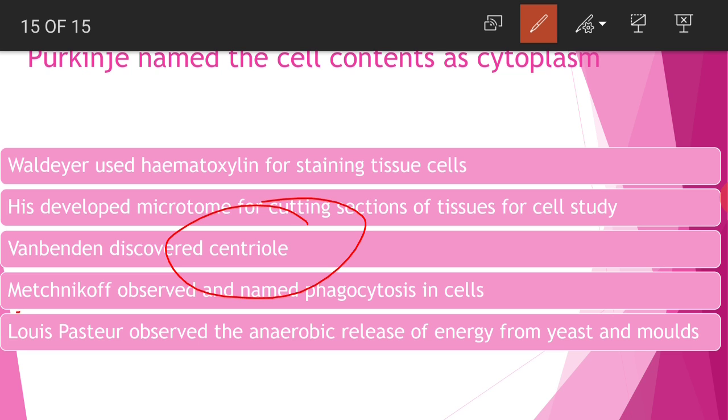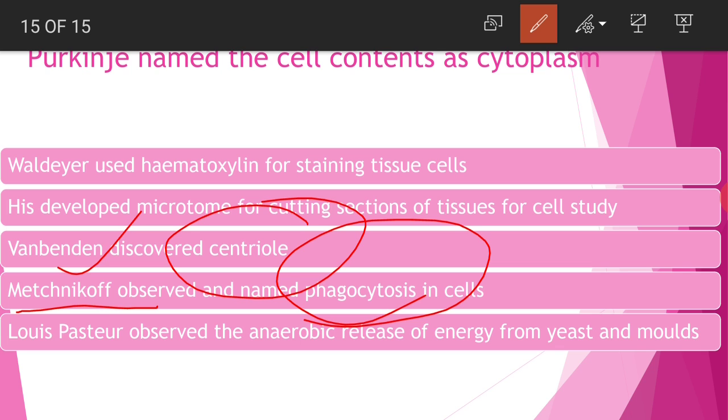And here you can see one more scientist name. Metchnikoff observed and named phagocytosis in the cells. Phagocytosis is nothing but cell eating. Devouring of solid particles is called phagocytosis. And this term phagocytosis was coined by Metchnikoff, and he has also observed this phagocytosis for the first time.